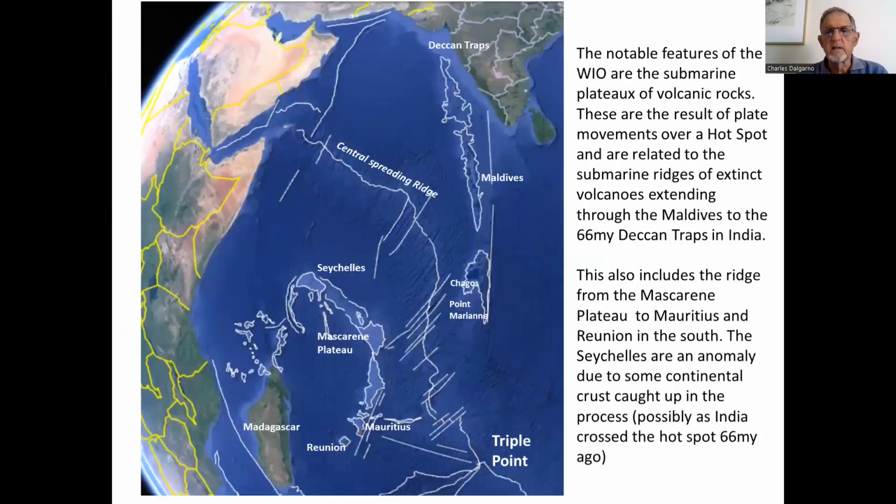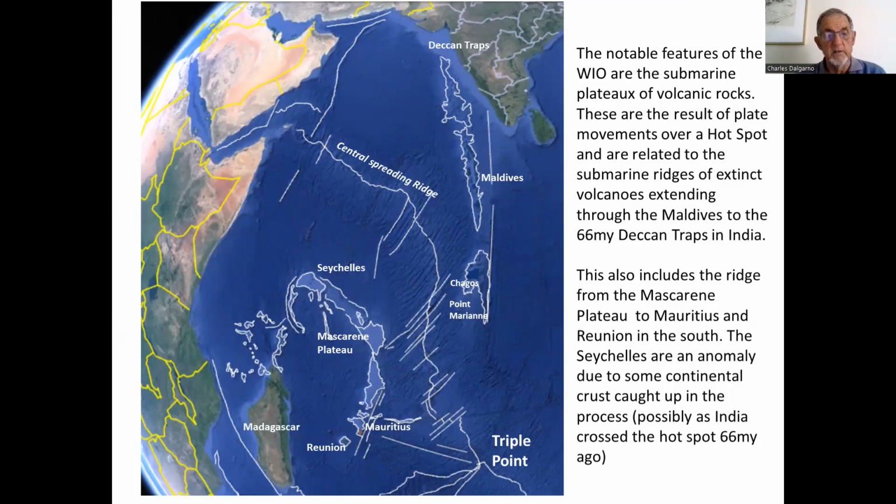So here then are those notable features again. The submarine plateau of volcanic rocks, essentially due to the result of plate movements over the hotspot, and are related to submarine ridges of extinct volcanoes. Now they extend from the Deccan Traps, their oldest, down to Point Marianne, at which point there was a crossing over from south to north of the plate boundary.